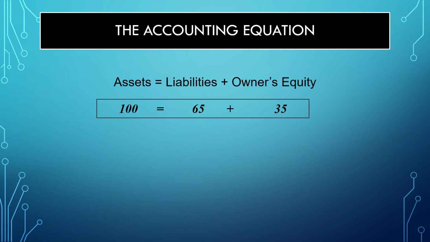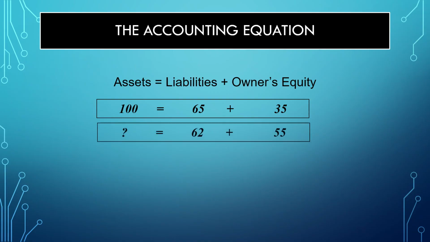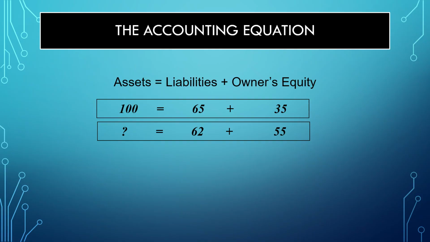So mathematically speaking, if we put numbers on this equation, we have 65 plus 35, then we can get total asset of 100. So if, for example, we have known that liability is 62 and owner's equity is 55, can you get the total assets? Very good. And that is 117. You simply add the two.